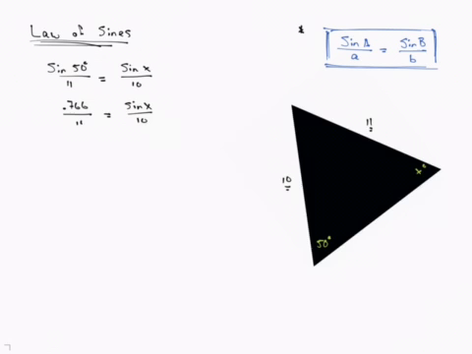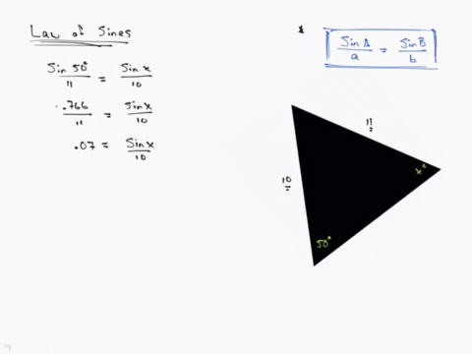And again, I'm just going to go through and solve this down as far as I can. The 0.766 divided by 11, if I divide that out, is going to end up being 0.07. That's going to still equal sine of x over 10.